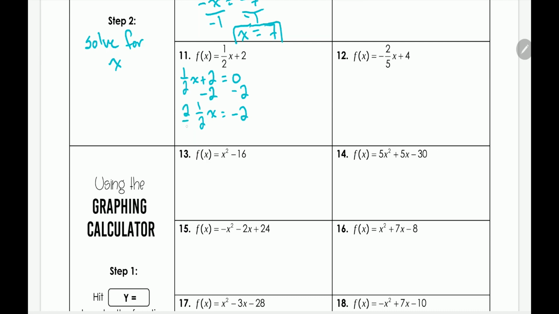So 2 over 1 multiplied by 1 over 2. We're going to multiply the other side by 2 over 1. 2's cancel, 1's cancel. We're left with x is equal to negative 2 multiplied by 2 divided by 1. That's the same thing as negative 2 times 2, which is negative 4. And that's our answer for number 11. I want you to try number 12 by yourself.